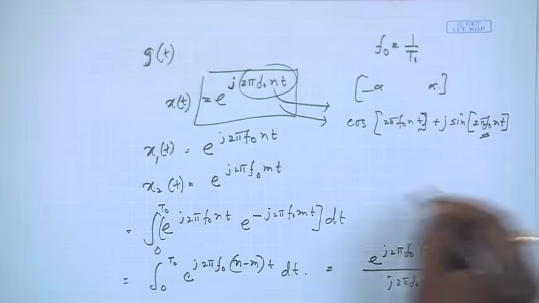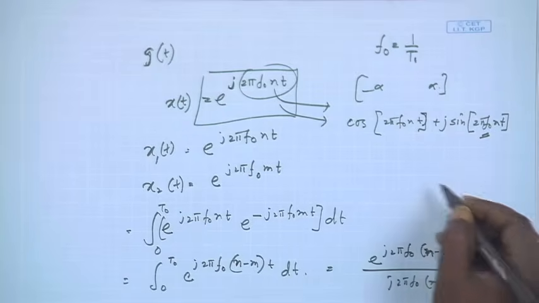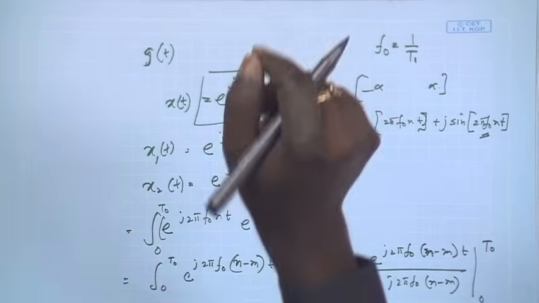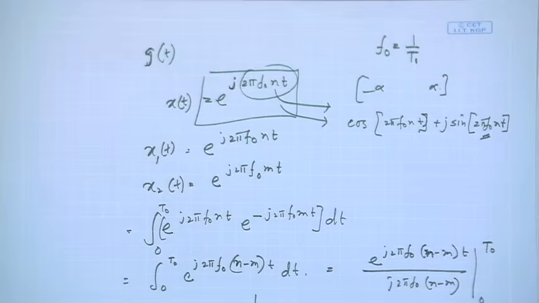Therefore, it is just e to the power j 2 pi into some integer, which we can represent as cos and sin. Now, cos 2 pi integer plus j sin 2 pi integer. What do we get? Cos 2 pi should be 1, so we get 1 for t0, and for sin it is 0.